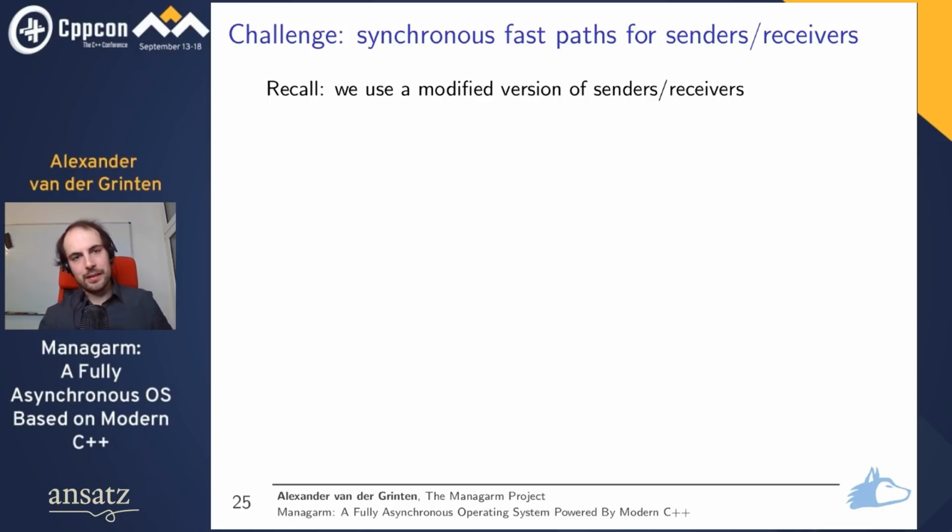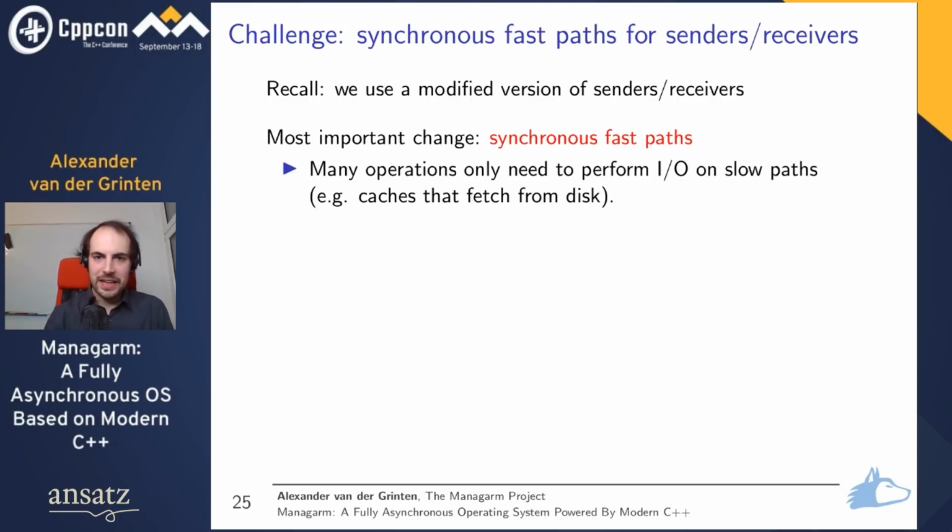I'm going to talk a bit about challenges for 1 minute, and then we'll get to some final questions. So what are challenges in this model? I said that we have to modify our senders and receivers somehow. Our main modification is that we need synchronous fast paths.